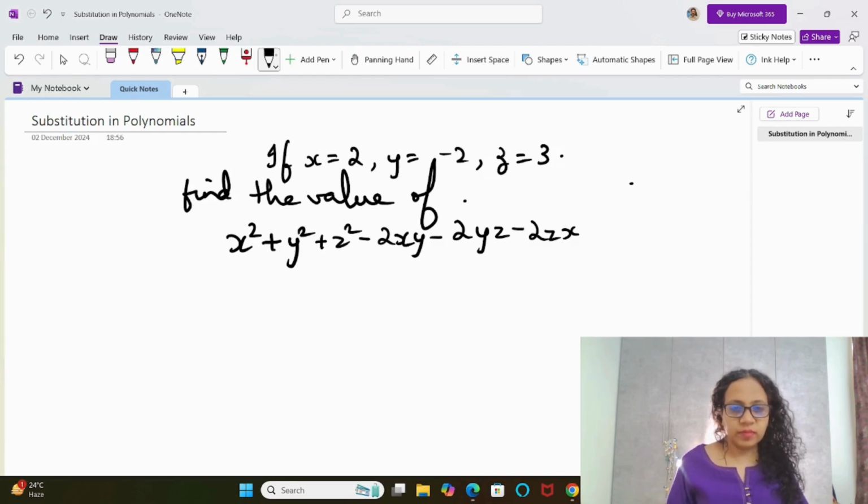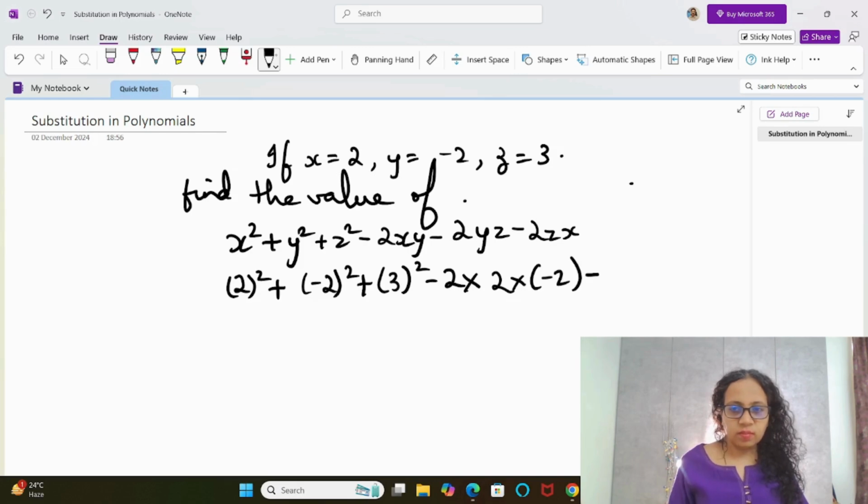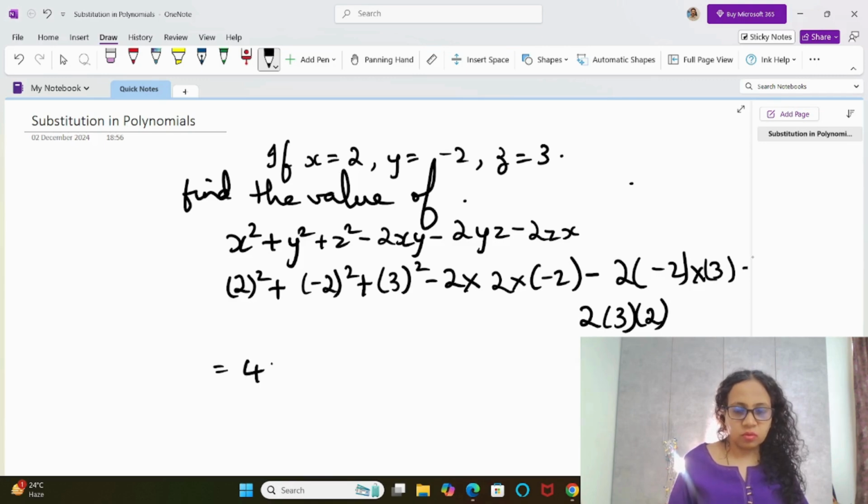Since x is 2, we will replace x by 2. So here you get 2 square. Now the value of y is minus 2. So you get minus 2 square. z is 3. So here you get 3 square. Minus 2 into xy, 2 into 2 into minus 2. Minus 2 into y into z, that is minus 2 into minus 2 into 3. Minus 2 into 3 into 2. 4 plus 4 plus 9.